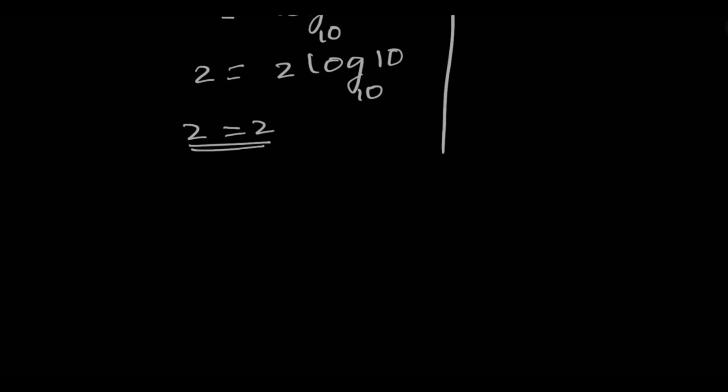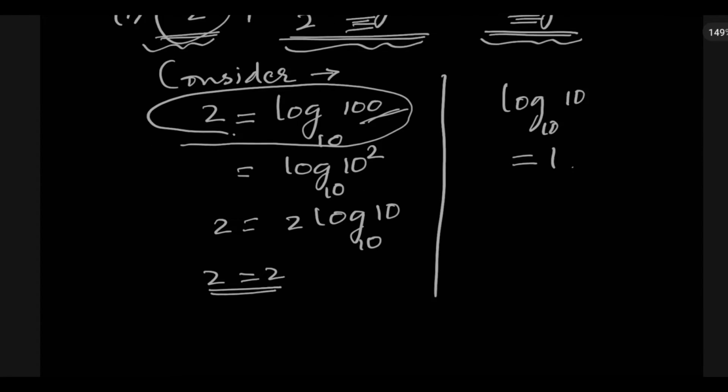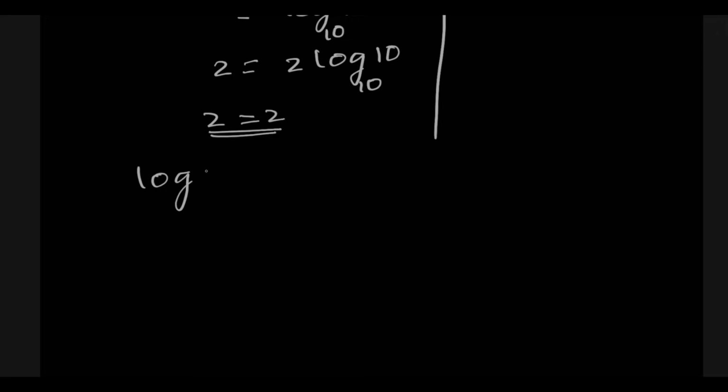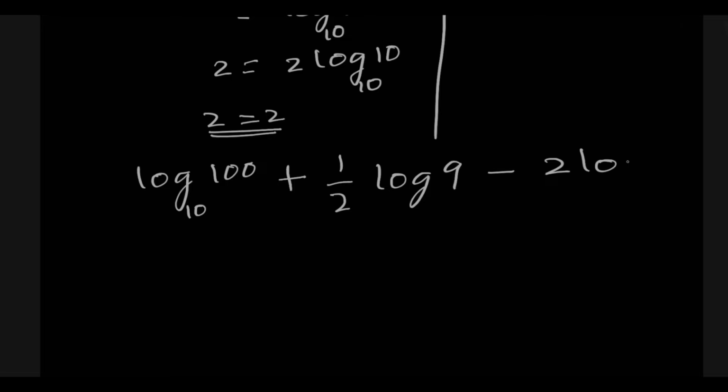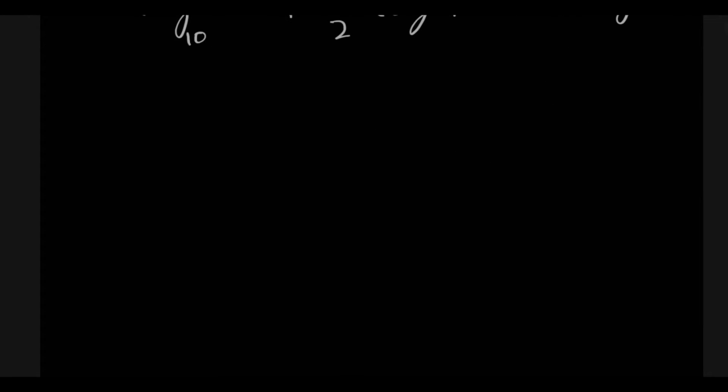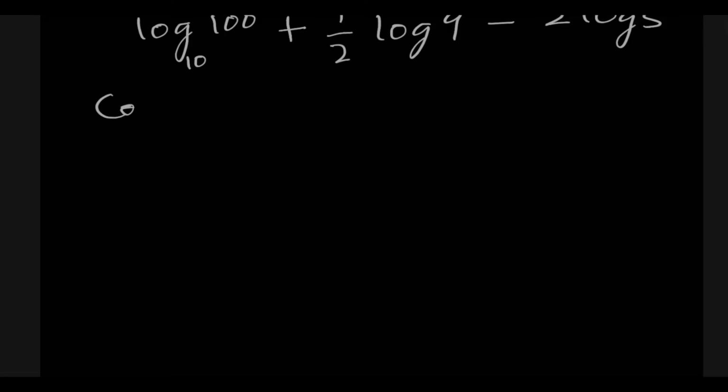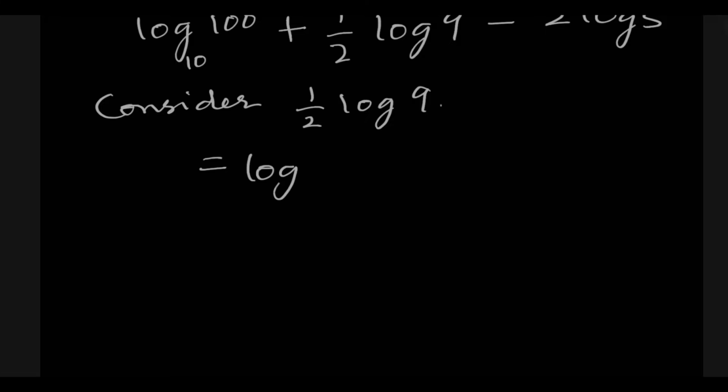Now what does the above sum become? The above sum is log 100 to the base 10 plus half log 9 minus 2 log 5. Now consider the second term. We'll simplify the second term. Consider half log 9. What does that reduce to? This becomes log 9 to the power half.